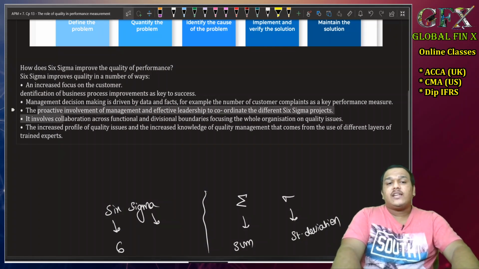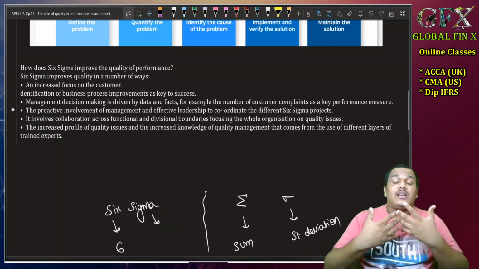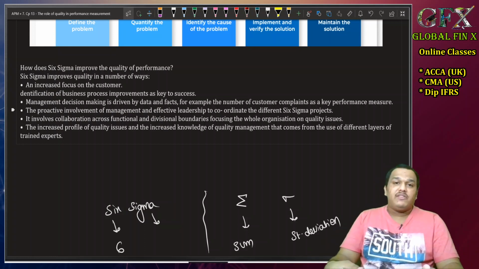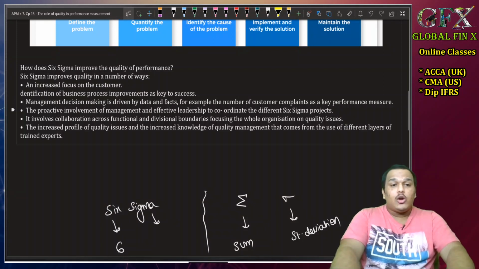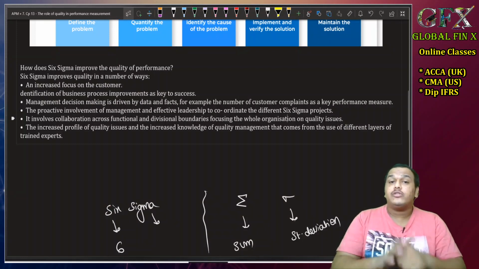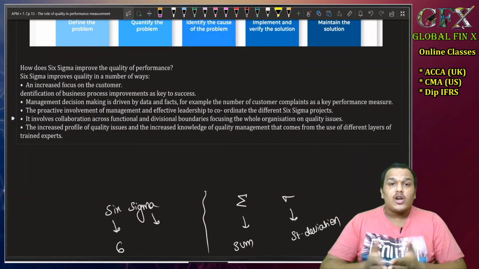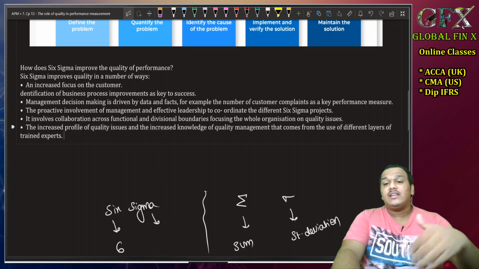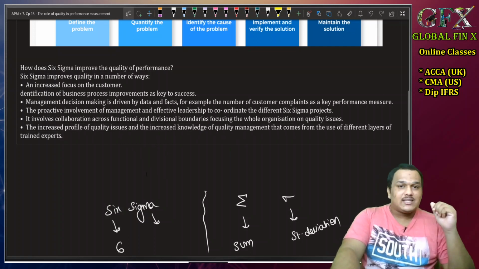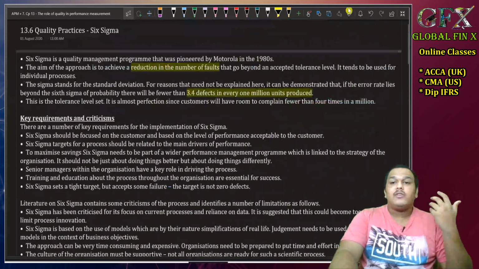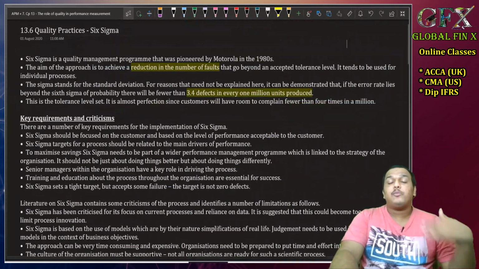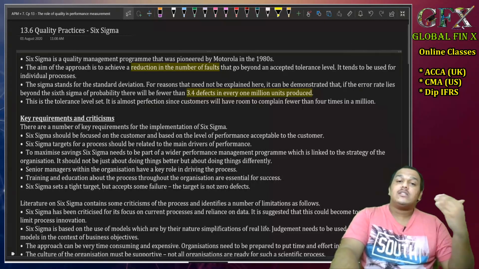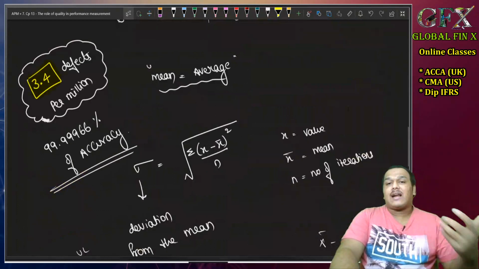Next, the proactive involvement of the management. Even before complaints are received from the customers, we implement Six Sigma to reduce the number of defects. So that's proactive. It involves collaboration across functional and divisional boundaries. I told you Six Sigma has to be implemented across the organization, not just in one process. And the increased profile of quality will increase your brand image and trustworthiness as well. When you implement Six Sigma, people will know that this organization has less than 3.4 defects in a million. So they are much more qualitative and efficient. So let's go with them. So there comes a brand image for you.